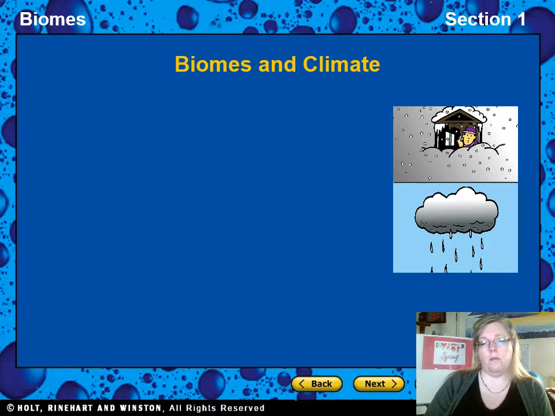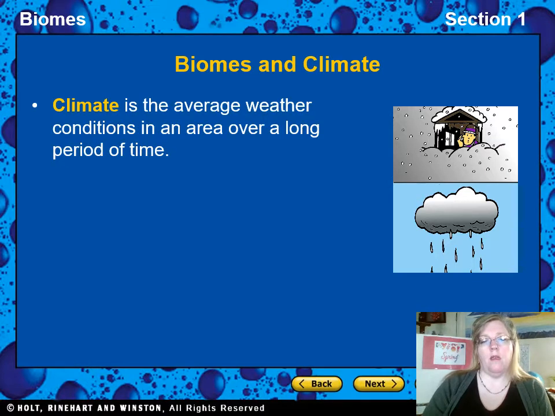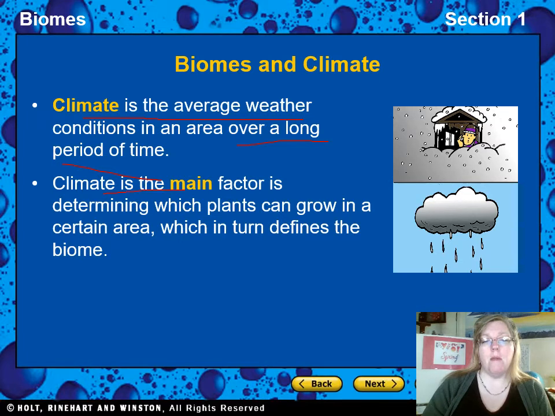All right, so biomes and climate. Climate, if you recall, and I'm sure you do, is the average weather conditions in an area over a very long period of time. Where weather is just a couple of days, climate is the long-term weather. And so climate is the main factor in determining which plants can grow there.